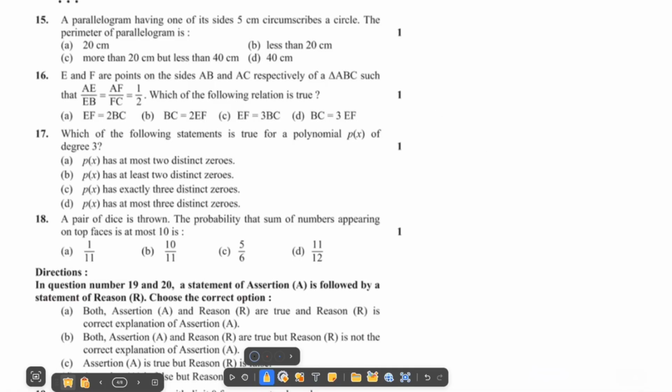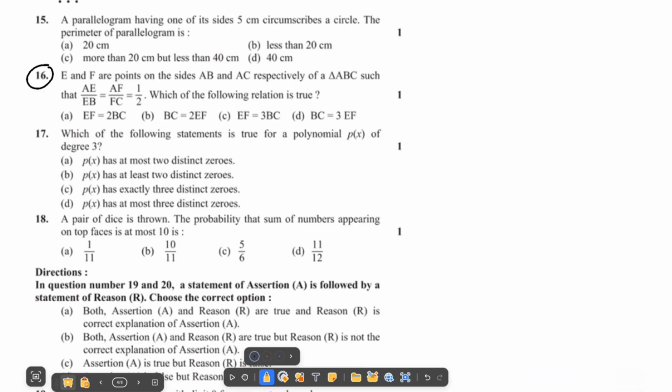Next, 16th question. E and F are points on sides AB and AC respectively of triangle ABC such that AE is equal to EB, AF by FC is equal to 1 by 2. Which of the following is true?